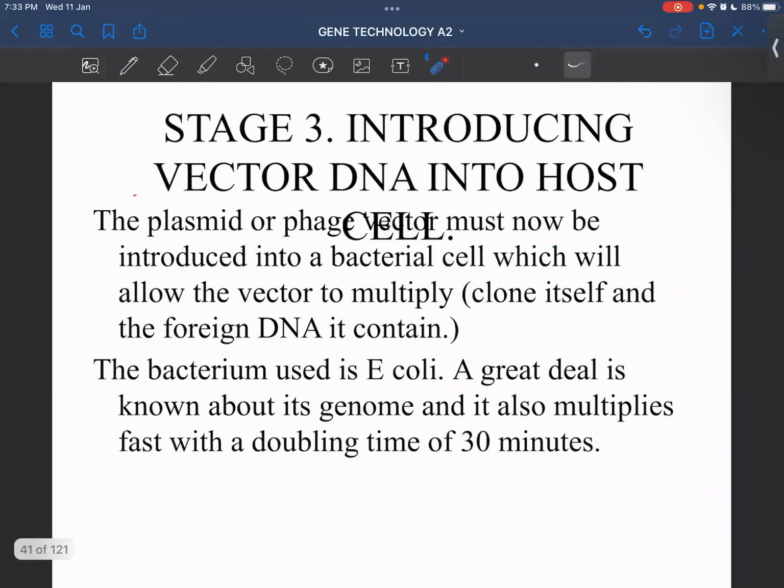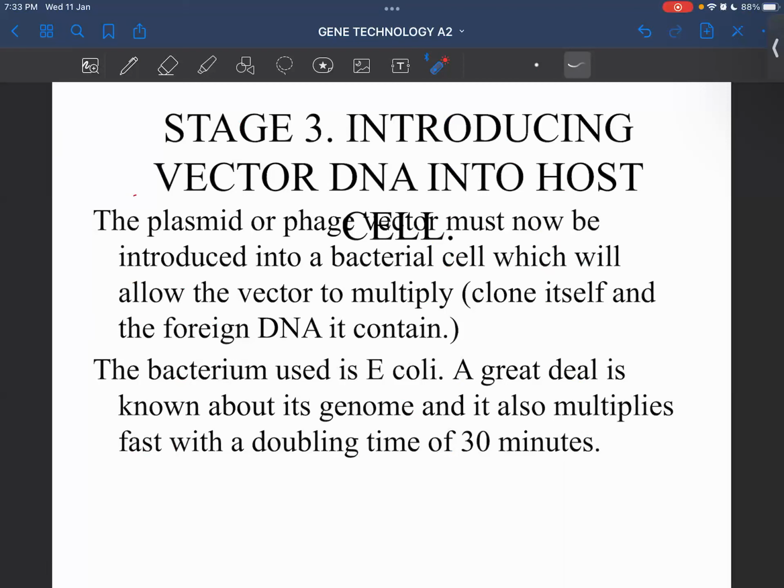ठीक है. अब हम आते हैं stage 3 पे. As I told you, now we have to actually do stage 3 and stage 4. Sorry for this overwriting. So stage 3 is that you want to put the recombinant plasmid into the host cell bacterium. That is stage 3. ठीक है. Putting the recombinant plasmid into the host cell bacterium.